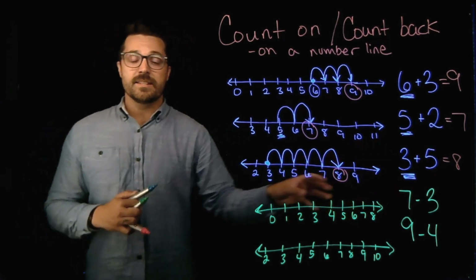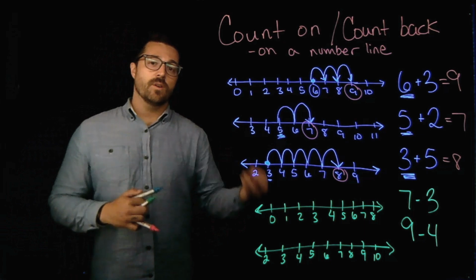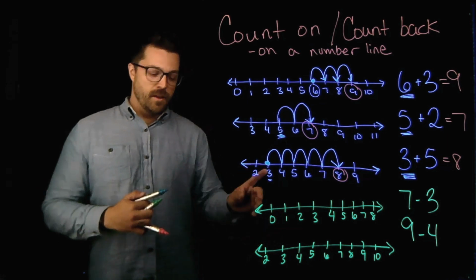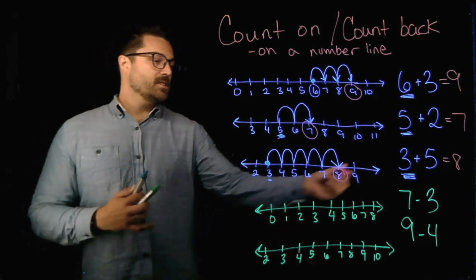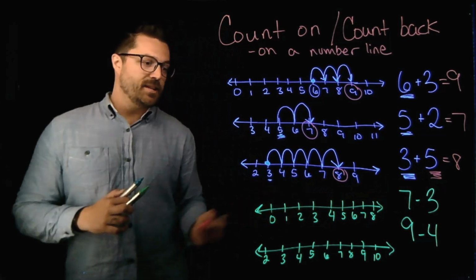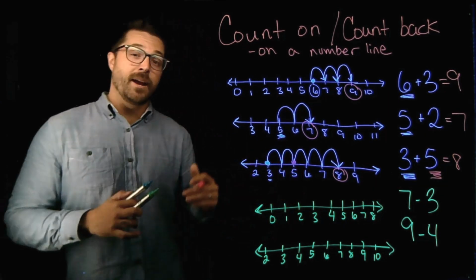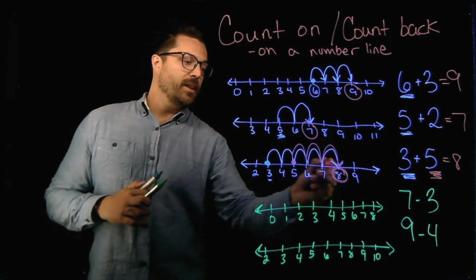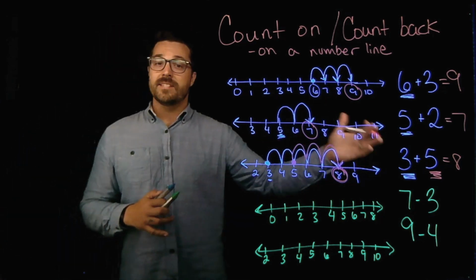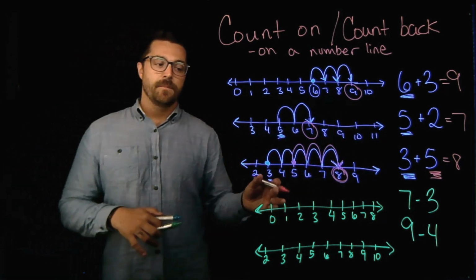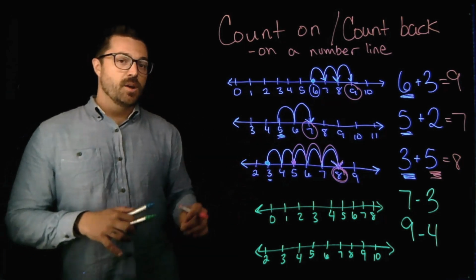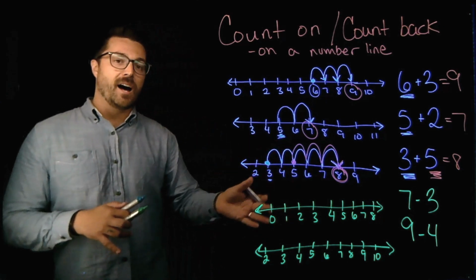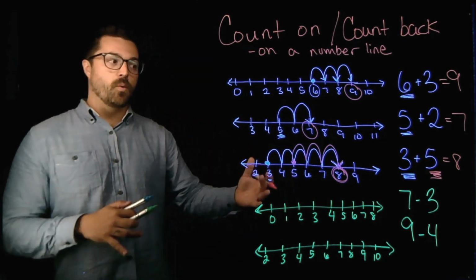Now, an expression like this is a good opportunity for students to start to explore and discover the idea of the commutative property. Because in this example, had I started with 5 instead, if I would have started at 5 and made 3 jumps, 1, 2, 3, I still land at 8. I still see that 3 plus 5 is 8, just like 5 plus 3 is 8. However, one of these strategies was slightly more efficient than the other. Counting on 3 more from 5 was more efficient than counting on 5 more from 3.